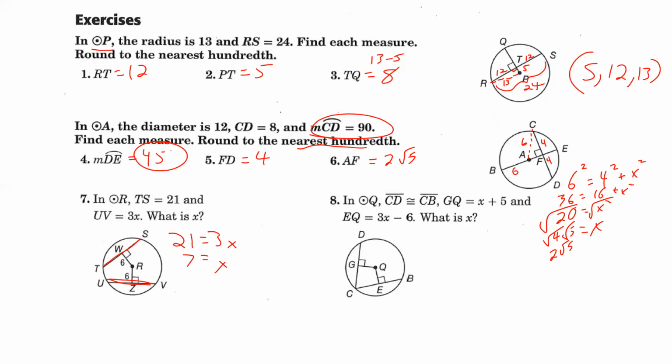On number 8, they tell us that CD and CB are congruent. And they tell us that GQ is represented by that, and EQ is represented by that. What is x? Well, if these two pieces are the same length, those are congruent, then these two have to be congruent. So we're setting those equal. x plus 5 equals 3x minus 6. Bring the x over, we get 2x. Bring the 6 over, we get 11. Divide by 2, 5.5.